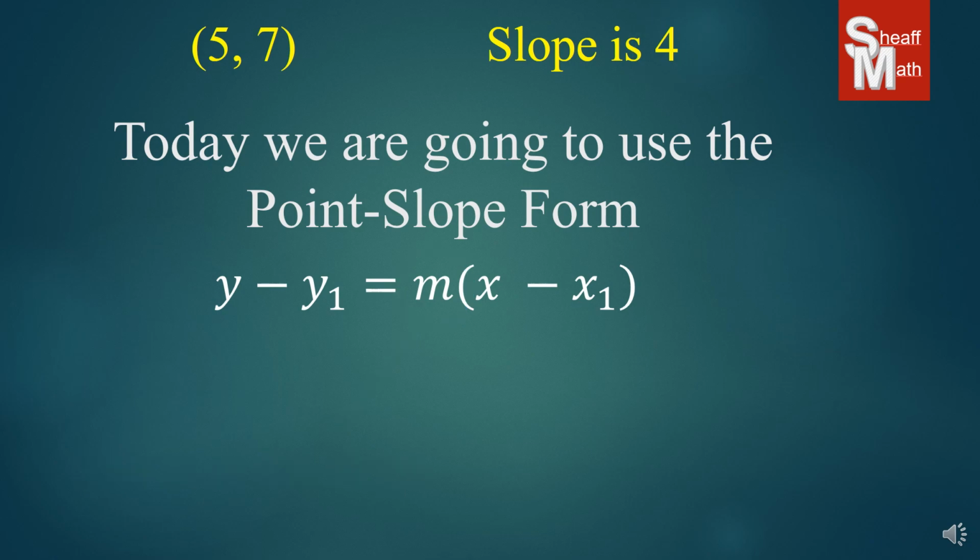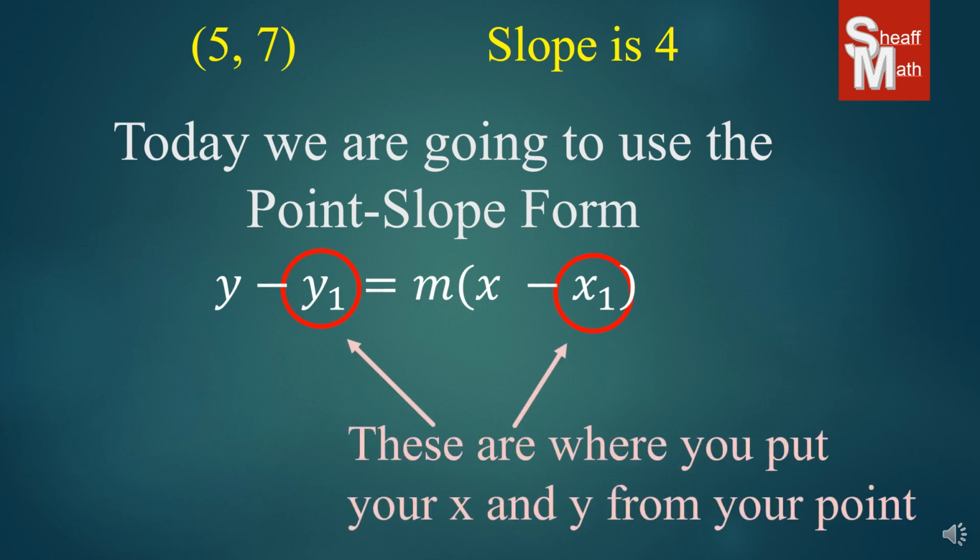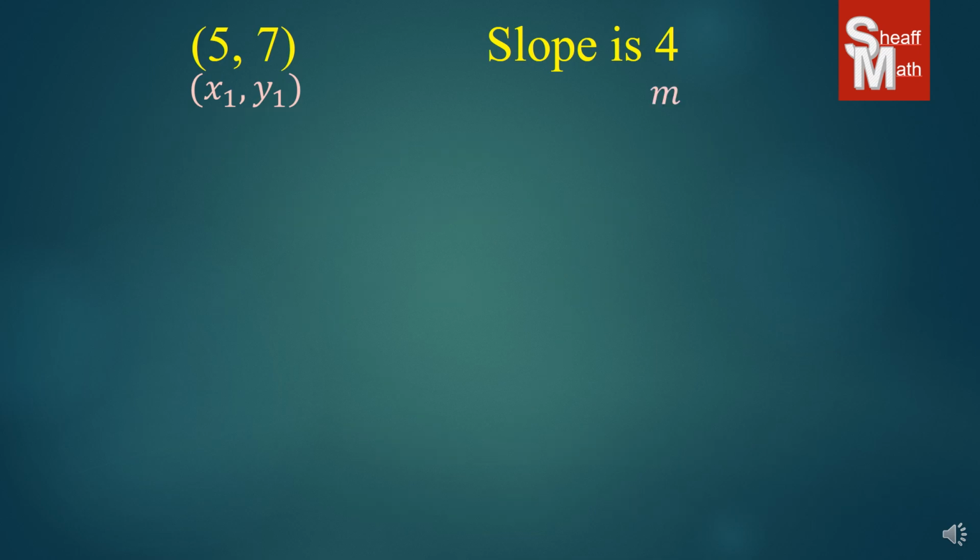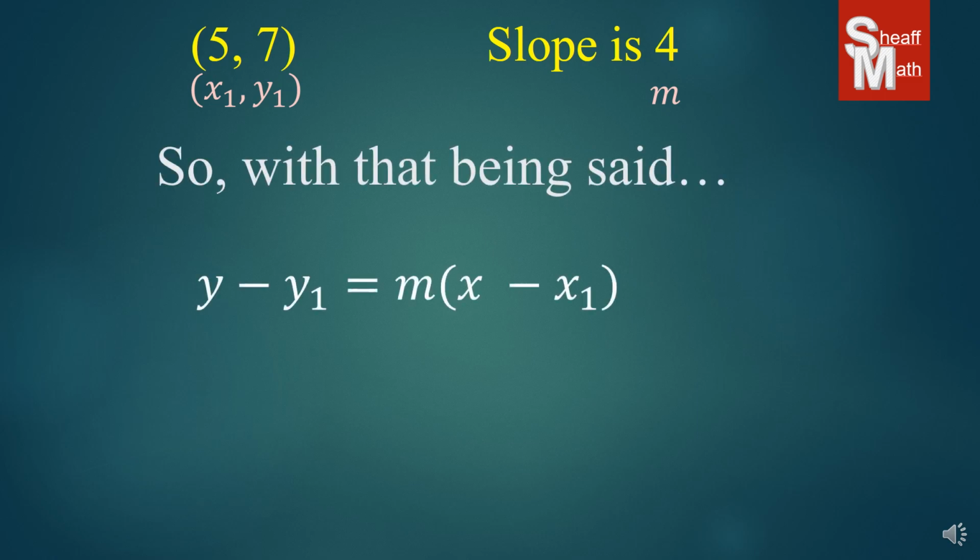And these x1 and y1, these are the x and y in our point, right there. So our x1 is 5 and our y1 is 7. And so here's how we put the info into our generic form. So we have our point, our slope, and with that being said, here we go.